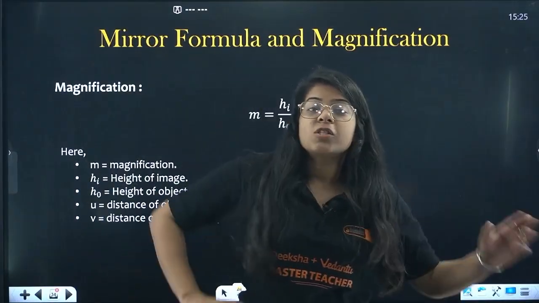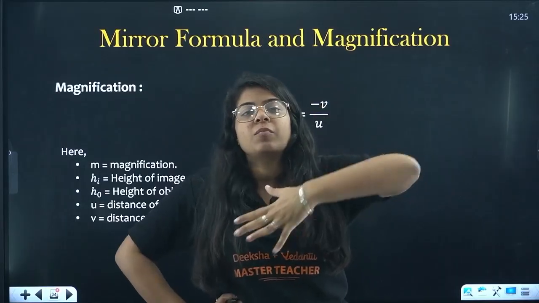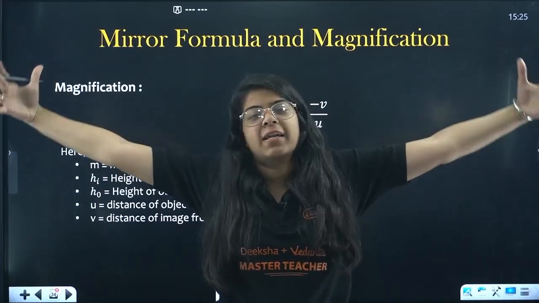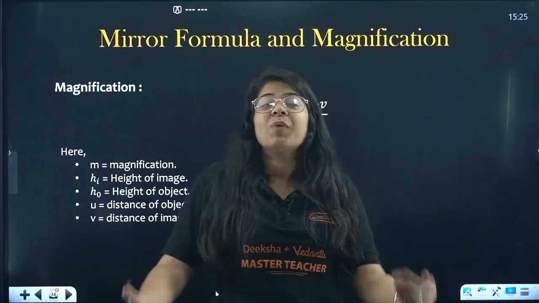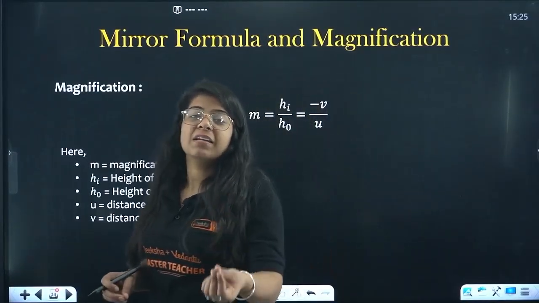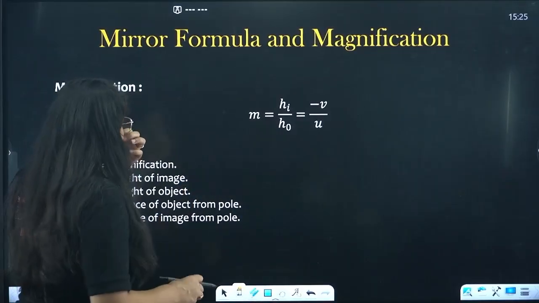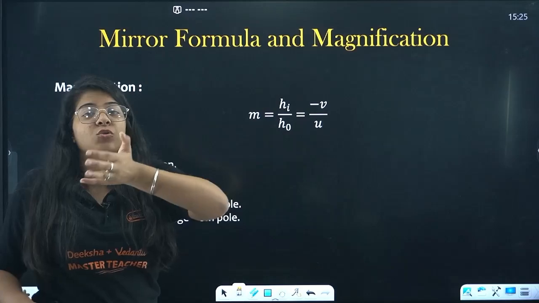We saw that sometimes the image is large, sometimes small, sometimes point size, sometimes at infinity. So how will we know which image is small, which is big, how much bigger or smaller the image is? That is where magnification comes in. Magnification means how much larger or smaller your image is as compared to the object.